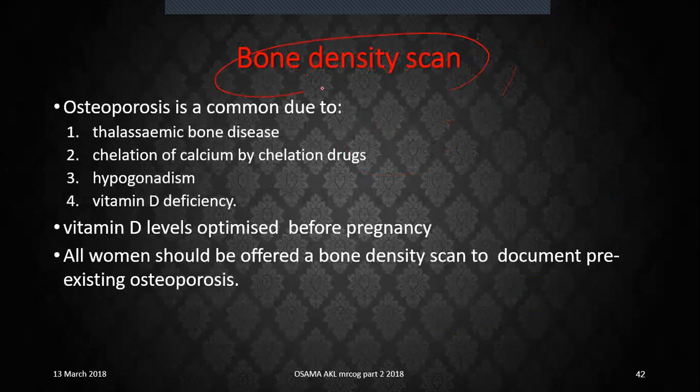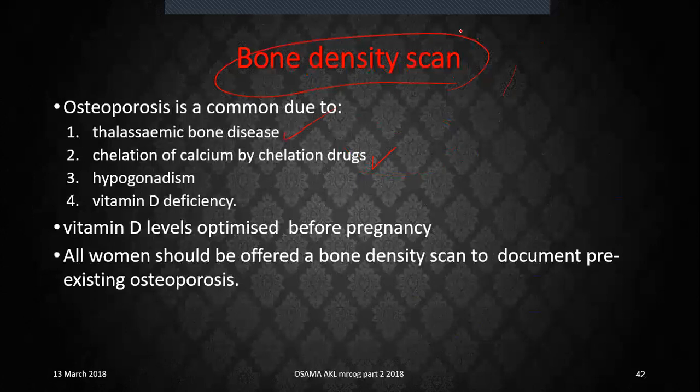Bone density. Why is bone affected? Because of iron chelators. Iron chelators take excess iron to be excreted and also take calcium. That's why they may suffer from bone pain and osteoporosis because of iron chelators. Also, in thalassemia, there is hyperactive bone marrow. This decreases the bone mineralization.